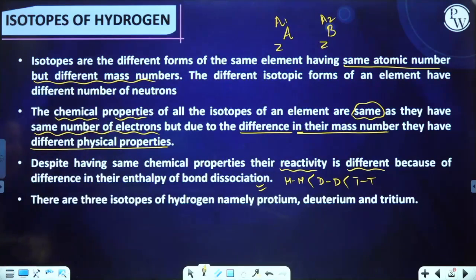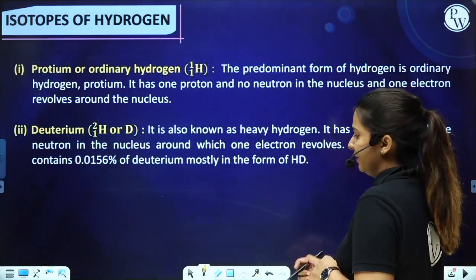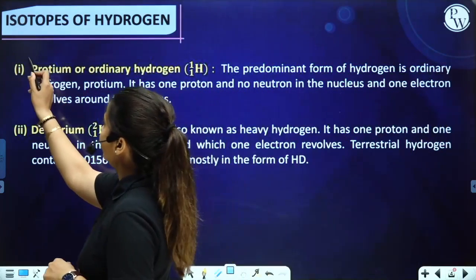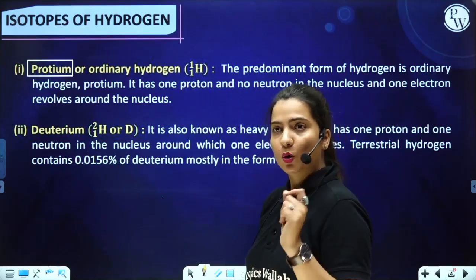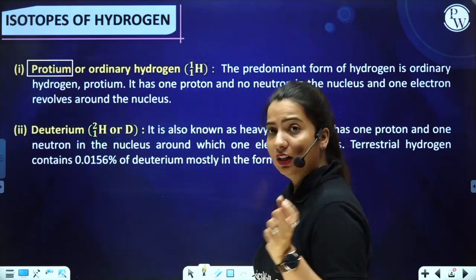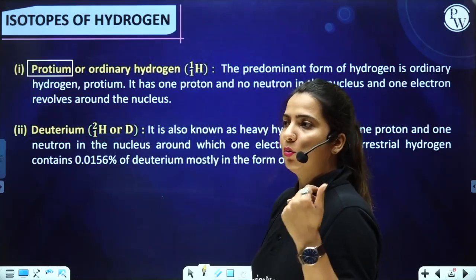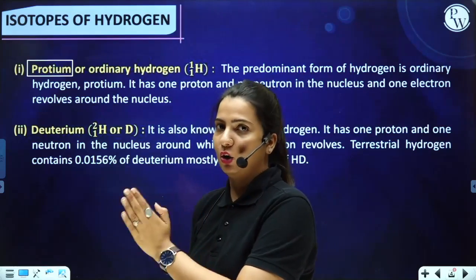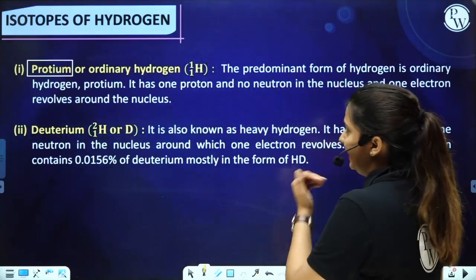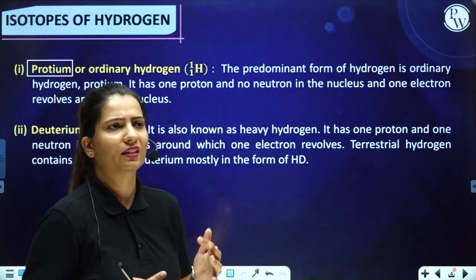After that, there are three isotopes of hydrogen, namely protium, deuterium and tritium. The first isotope we have over here is protium, or we can call it ordinary hydrogen. This can also be asked: what is the ordinary hydrogen? Is it protium, deuterium, or tritium? So you have to remember protium is called ordinary hydrogen. The representation of this will be 1H1. Simply what you call hydrogen is considered as protium only.